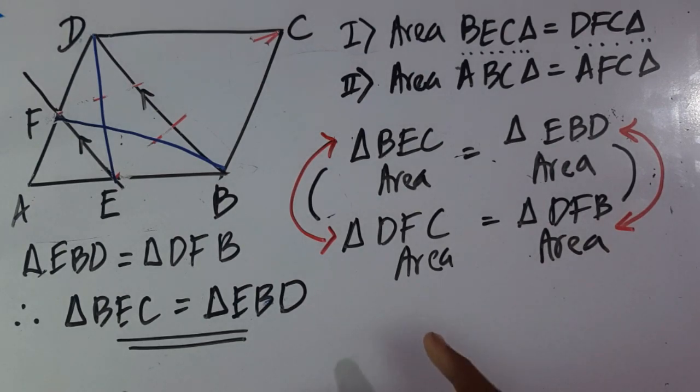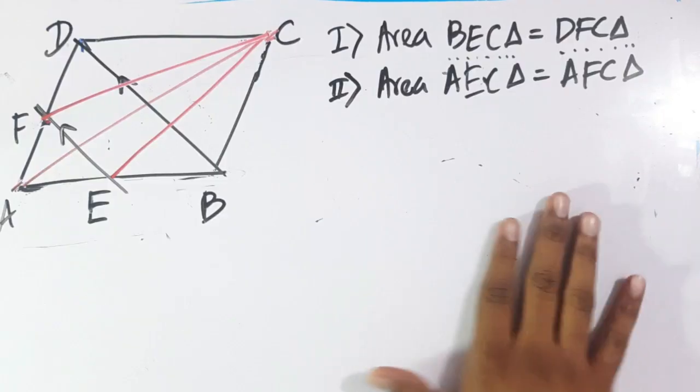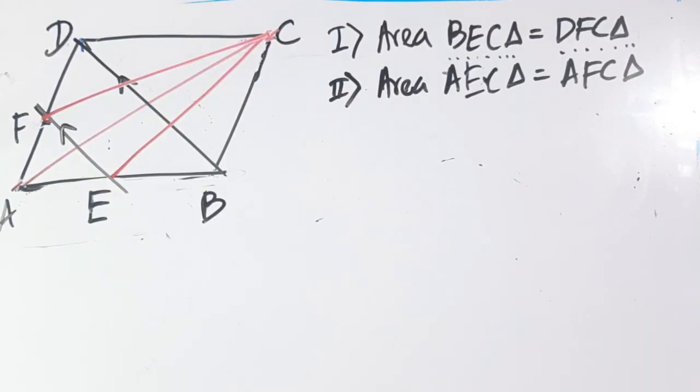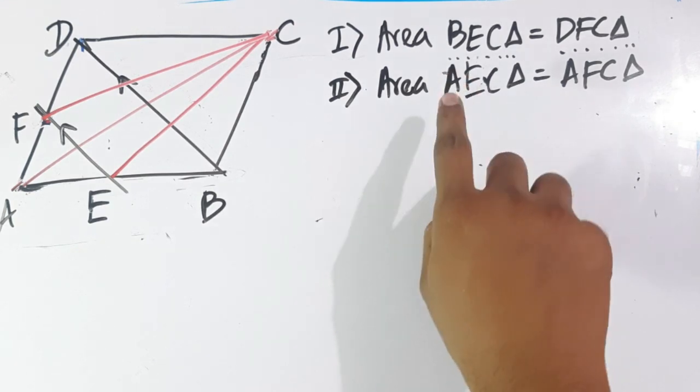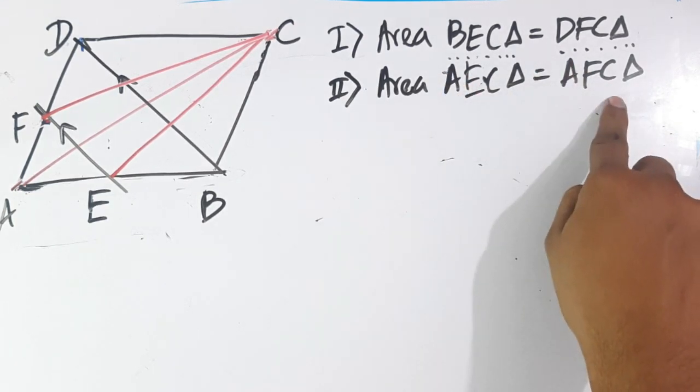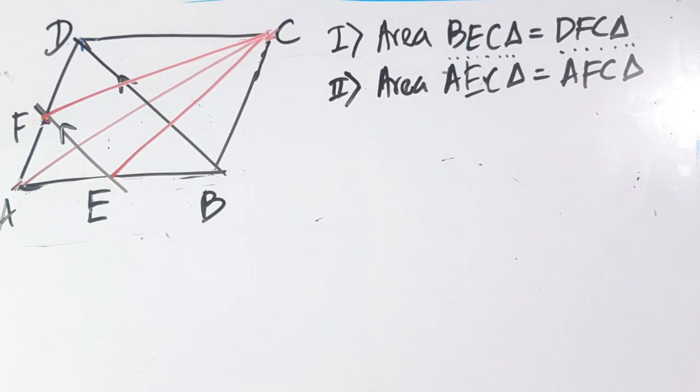I will erase this and I will start the second part of the question. Hope you all understood this. Okay children, let's start the second part. I want to show triangle AEC and AFC are equal in area. I don't have to use the previous theorem for this, but I have to use the answer I got from the previous part for this. How do I deal with this?